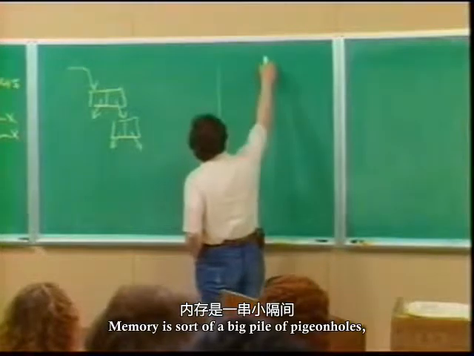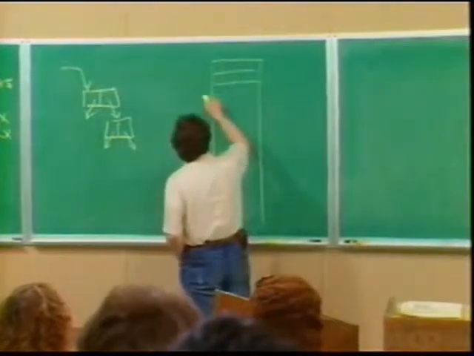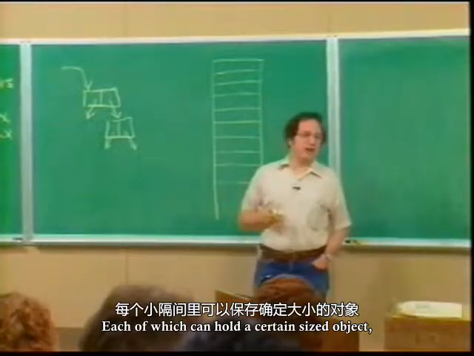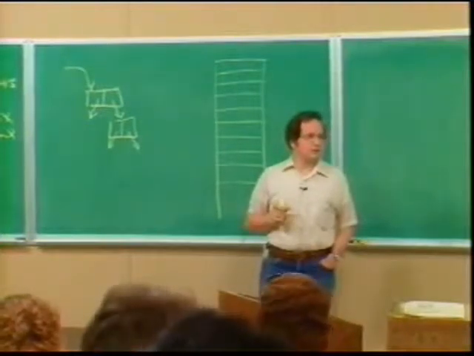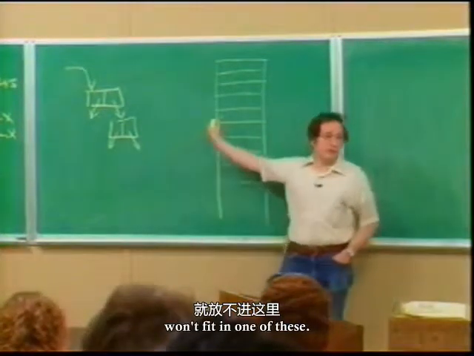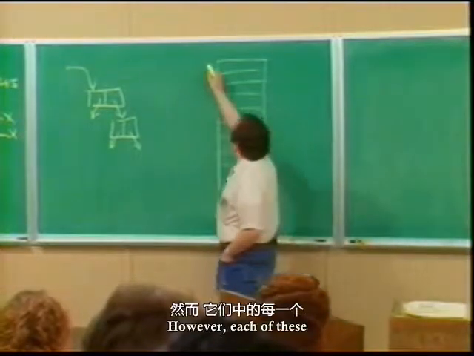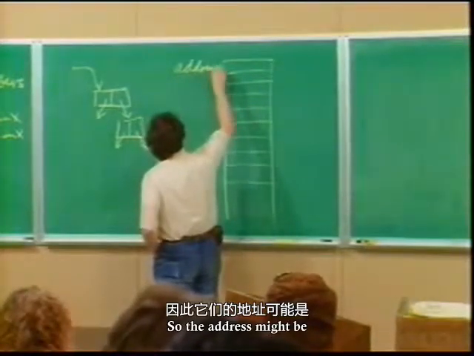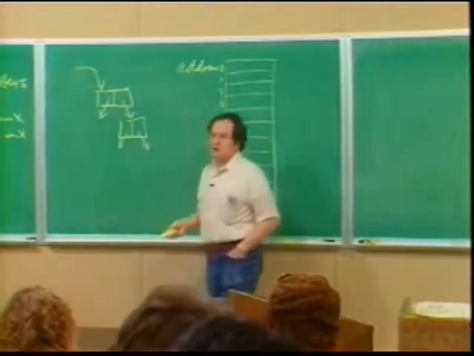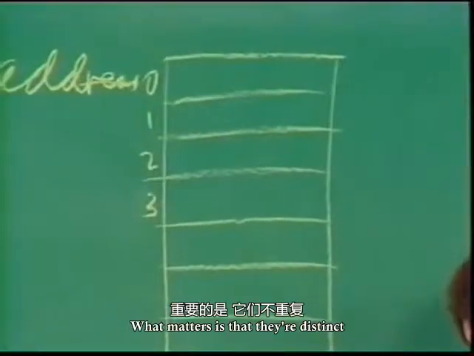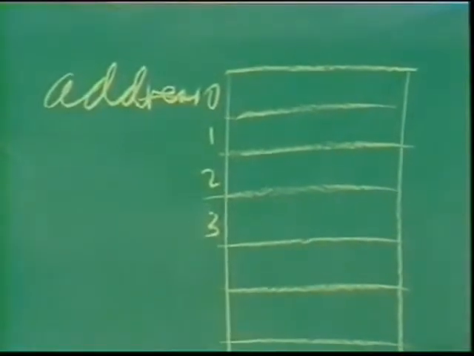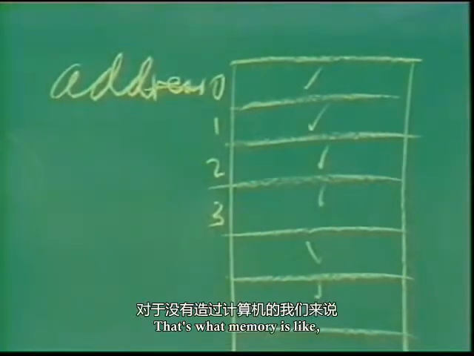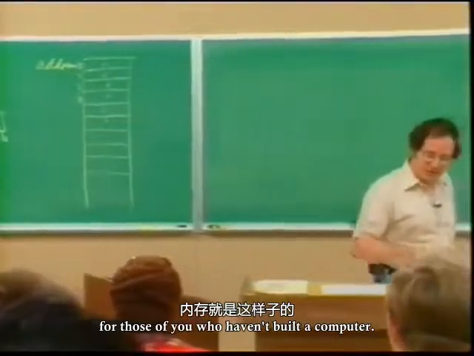Memory is sort of a big pile of pigeonholes like this, each of which can hold a certain sized object, a fixed size object. So, for example, a complicated list with 25 elements won't fit in one of these. However, each of these is indexed by an address. So that the address might be 0 here, 1 here, 2 here, 3 here, and so on. That we write these down as numbers is unimportant. What matters is that they're distinct, and there's a way to get to the next one. Right? And inside of each of these, we can stuff something in each of these pigeonholes. So that's what memory is like for those of you who haven't built a computer.